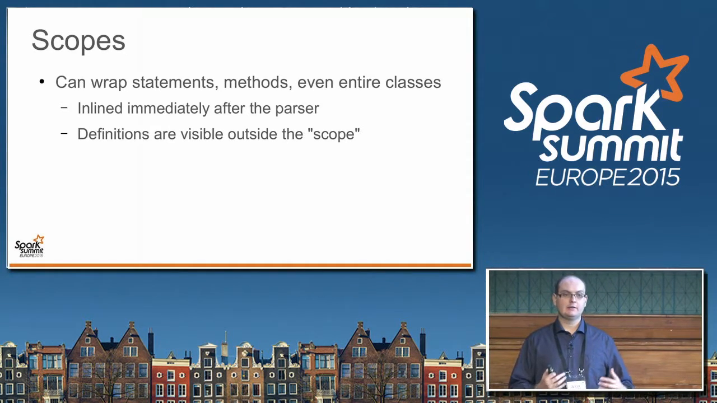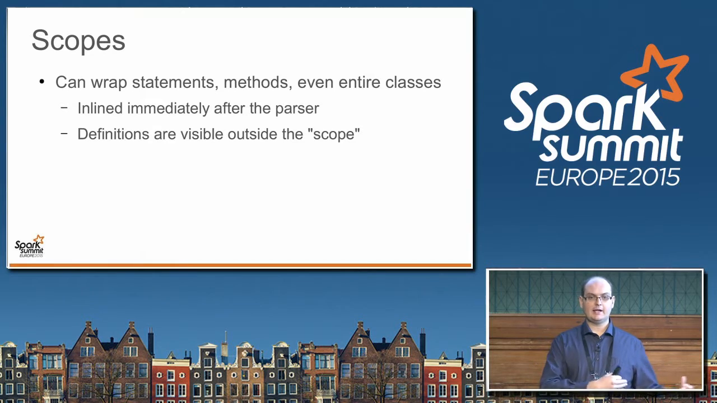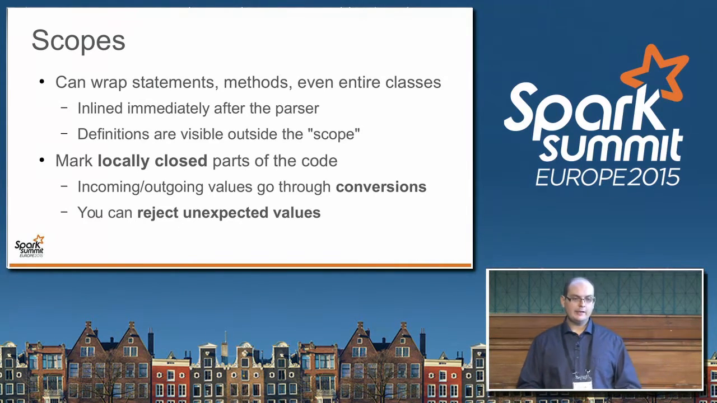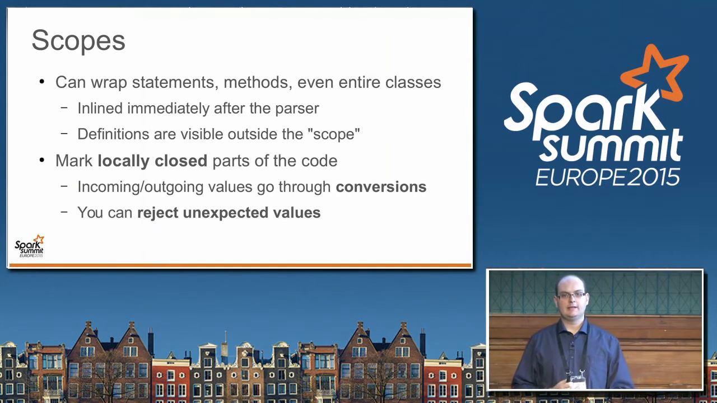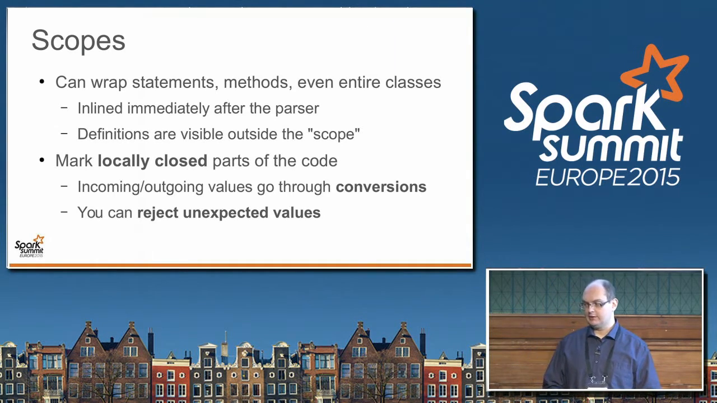these scopes are inlined directly after parsing, so the definitions inside them can be seen outside as well. And we can use them to define local areas of the code where it's safe to perform the transformation. Anything that comes in or goes out goes through our transformations, the ones we wrote. So we can reject values if we want to.